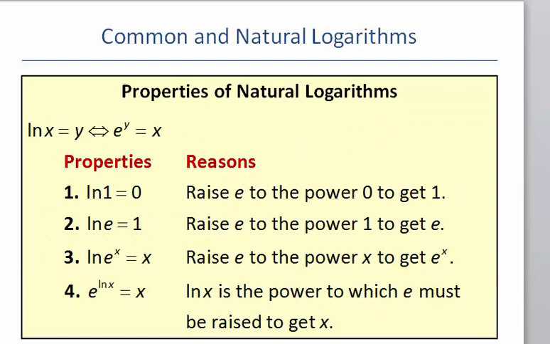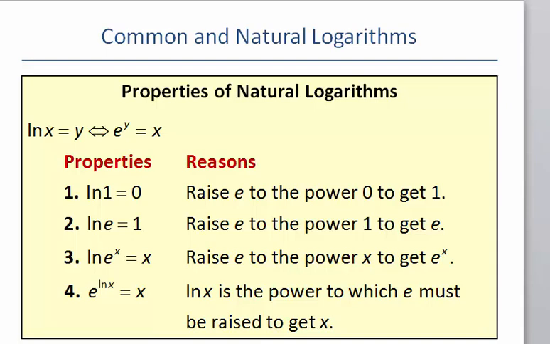And we have some properties that go with our natural logs. We have the property that says the natural log of 1 is equal to 0. We have the property that says the natural log of e is equal to 1. We have the property that says the natural log of e to the x is equal to x. And we have a property that says e to the natural log of x is equal to x. And we'll refer back to these, but in most cases, these are things that we can work out and not necessarily things that we definitely need to memorize.